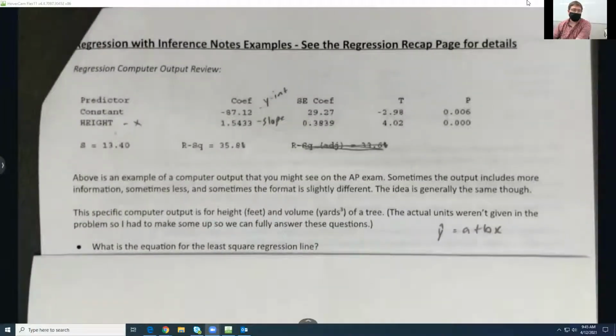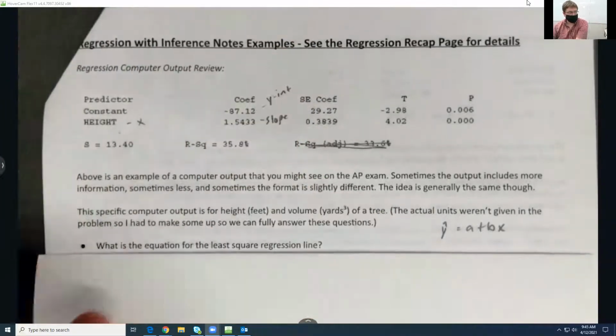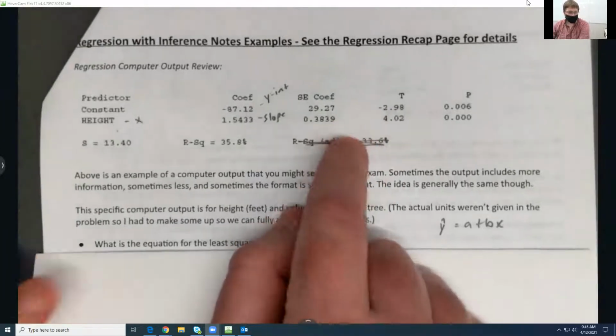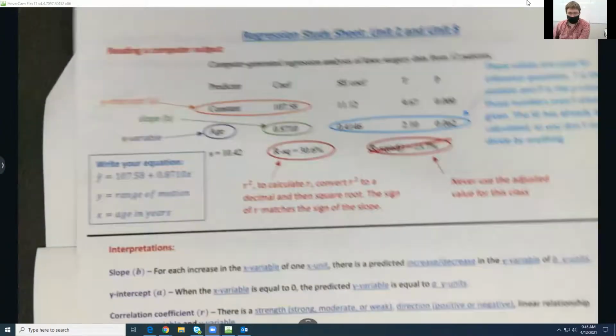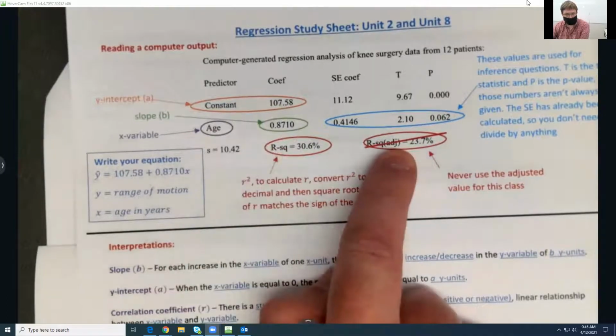Okay, so what we did is we're looking at the back page of the notes. We're doing regression with inference, meaning we're looking at two samples, which is kind of making sense because that's what we've been looking at for the last 3 or 4 weeks. We have a regression recap page that you can use to help you out. This clearly states the things you're supposed to pay attention to and the things you're supposed to ignore.